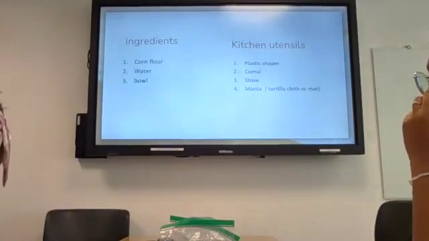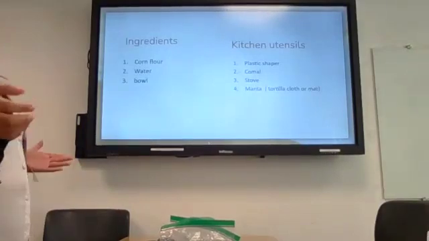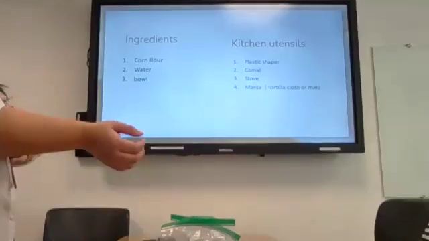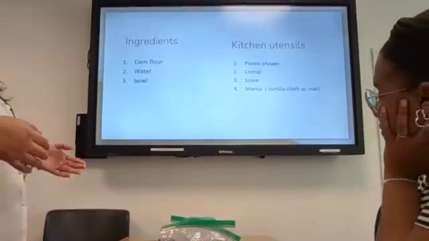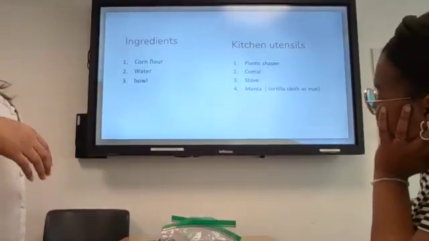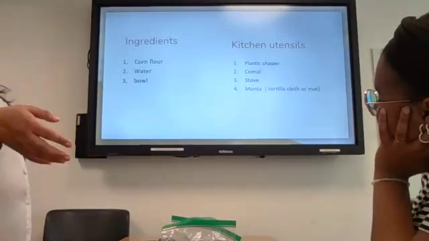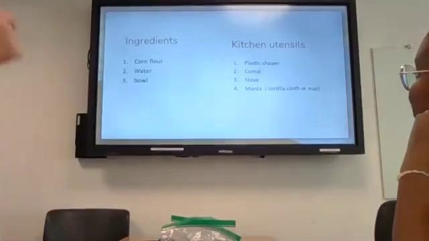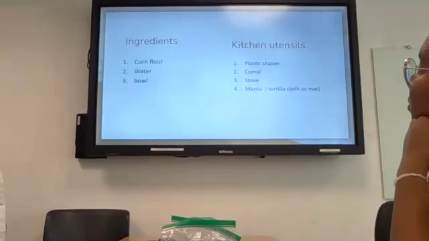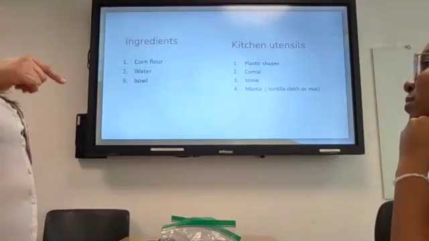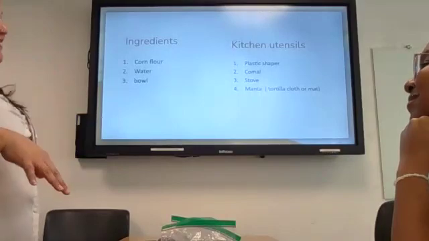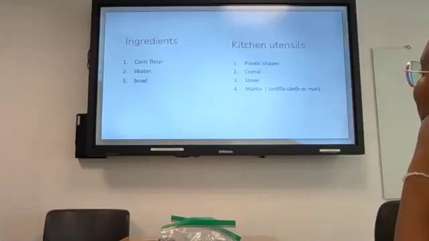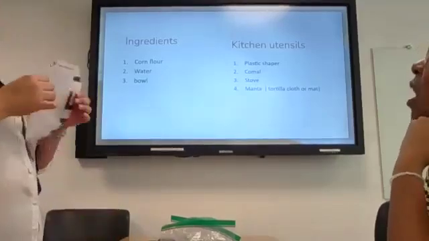What do we need to do? These are corn tortillas, but we're just going to call them tortillas. We need the ingredients: the corn flour, water, and a bowl to mix it. And the kitchen utensils. I call it a plastic shaper. To be honest, I never thought about what the name would be in English until I was doing this. Basically, it's this one.